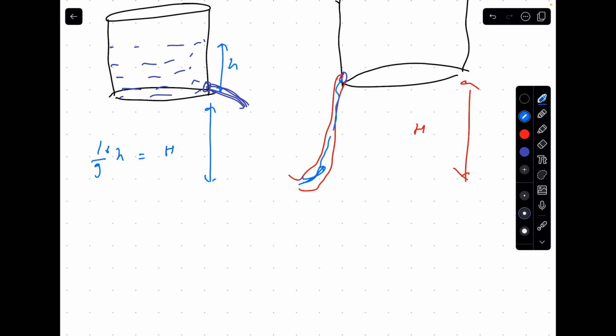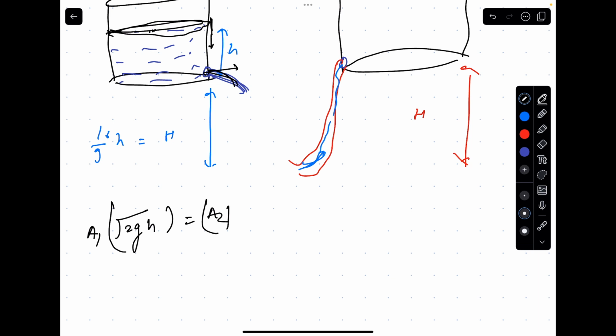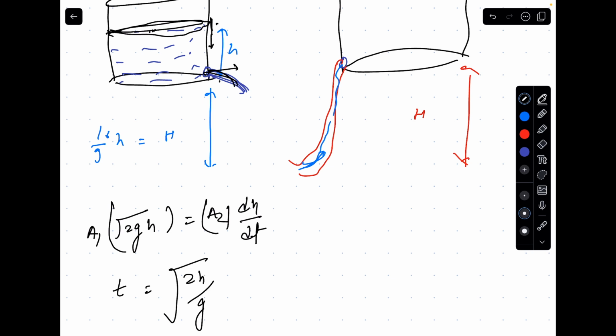Let me tell you the integration so that you can do it if you have a doubt. We know that the velocity at this point is simply root 2gh, multiplied by the cross section area. Let's suppose the cross section area of this one is a1. That is the rate of flow at which water is flowing out. That rate of flow should be equal to the rate of flow at this point, that is, the cross section area a2 multiplied by the velocity of the movement of this surface, which in terms of h is dh by dt. Now from here if we integrate h from h to 0, we will get the time, and the time will be root 2h by g multiplied by a2 divided by a1.